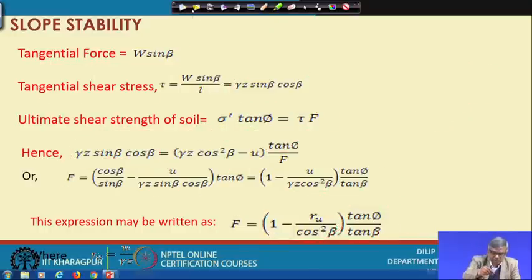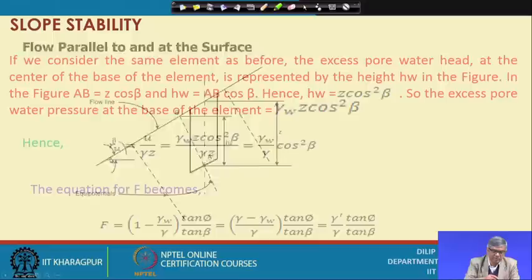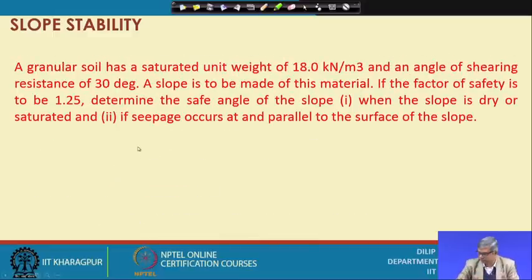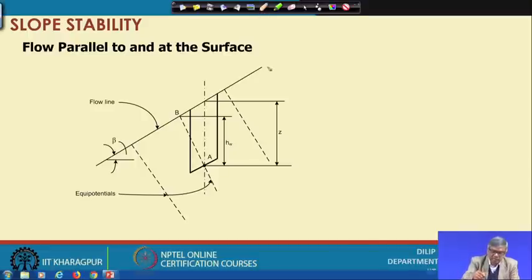Now, let us see one more thing, when the flow is taking place parallel to the slope. So, this is the one. Earlier we had considered a phreatic surface which was a curved one, and now we are considering that the flow is actually parallel to this, along this and parallel to this. So, flow is taking place in this direction. In that case those are flow lines.